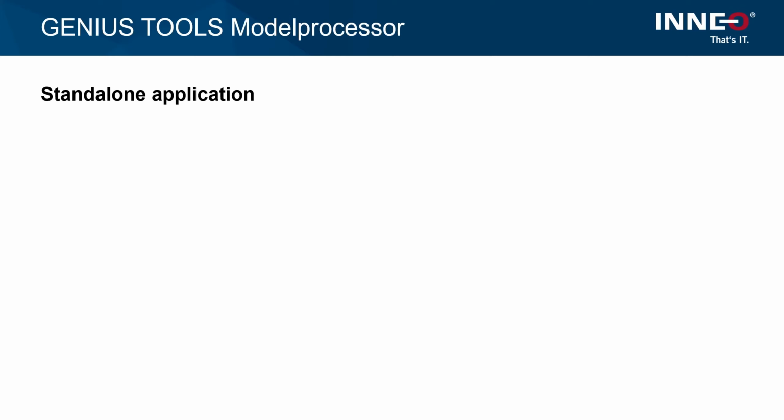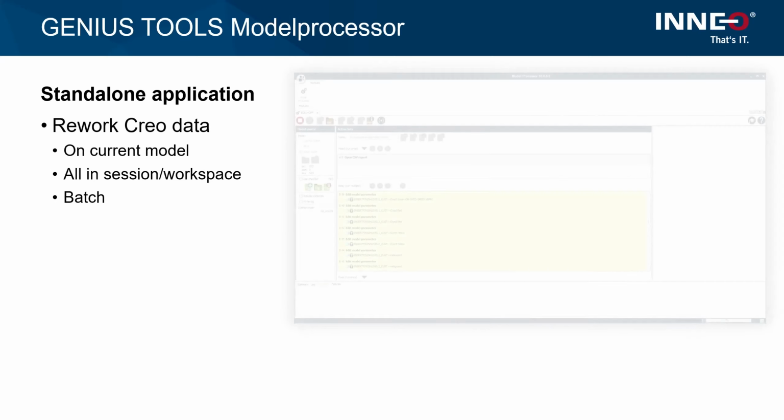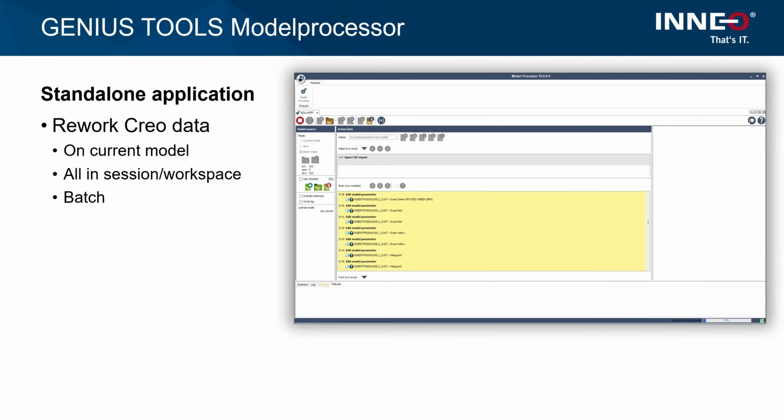To update all these different variants that we've just created with the actual sizes, to make sure it's got the right size in each one of the models, we use the model processor application. That's the GENIUS Tools Modelprocessor tool, and this tool allows you to take any Creo data and rework that data to whatever specification you specify. You could do it on just a single model, or on everything that's in session or in a workspace. So you could open an assembly and complete all these tasks on a certain item, or you can do it in a batch mode.